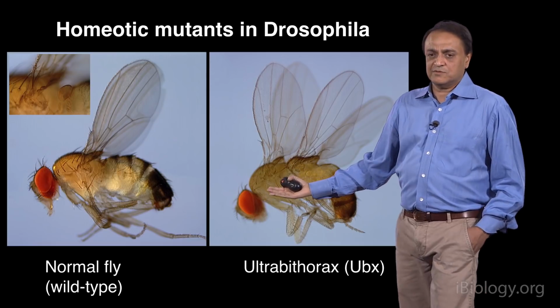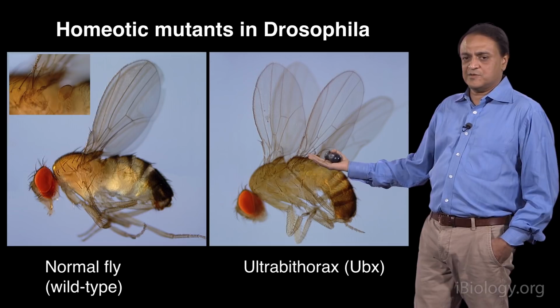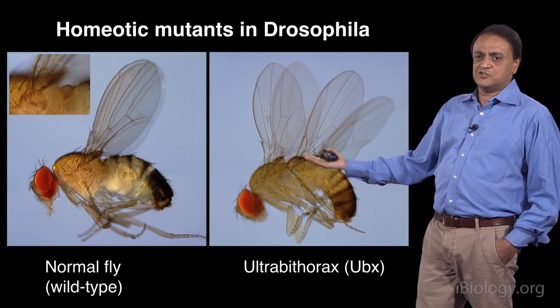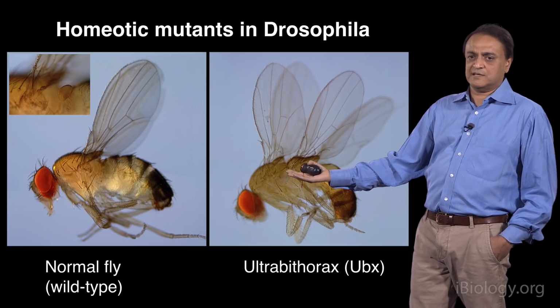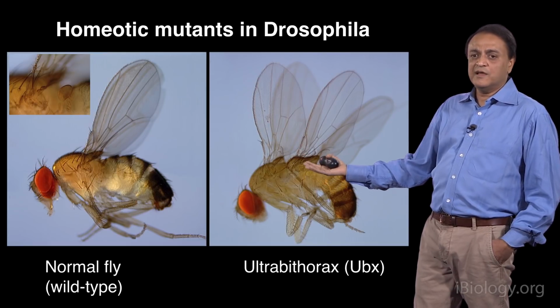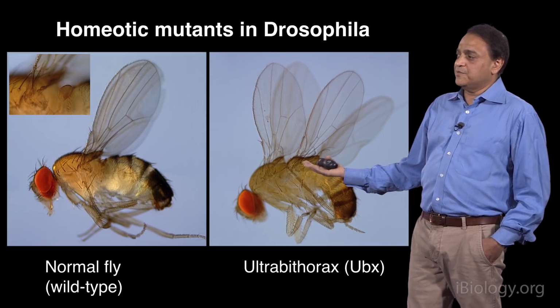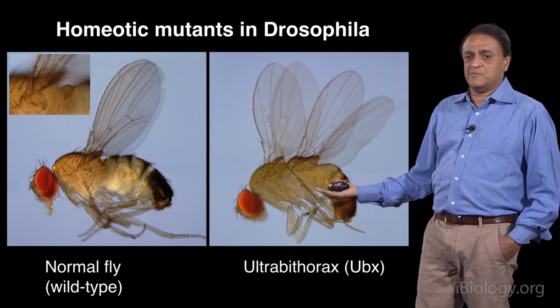Here in a UBX mutant, what you're seeing is that the third thoracic segment, the segment that normally has the halters, is transformed into the second thoracic segment. This results in a really remarkable change in the morphology of the animal. It has 2 pairs of wings, or 4 wings now, instead of the normal single pair of 2 wings. And so this is again showing the hallmark of these homeotic mutants.